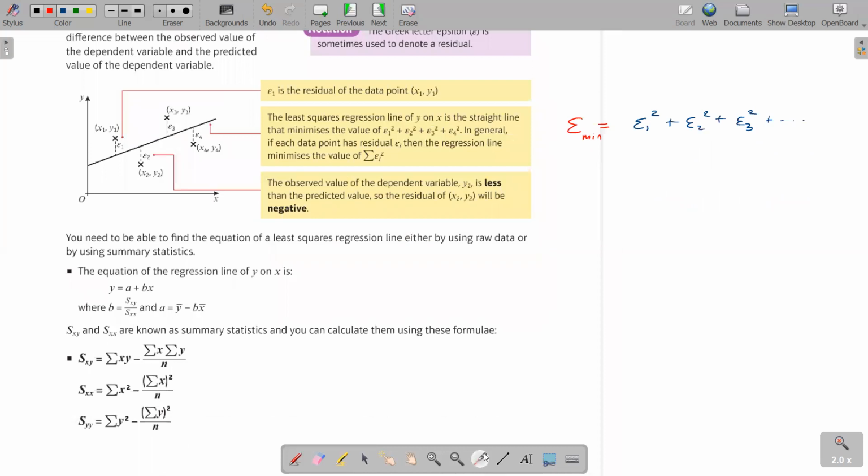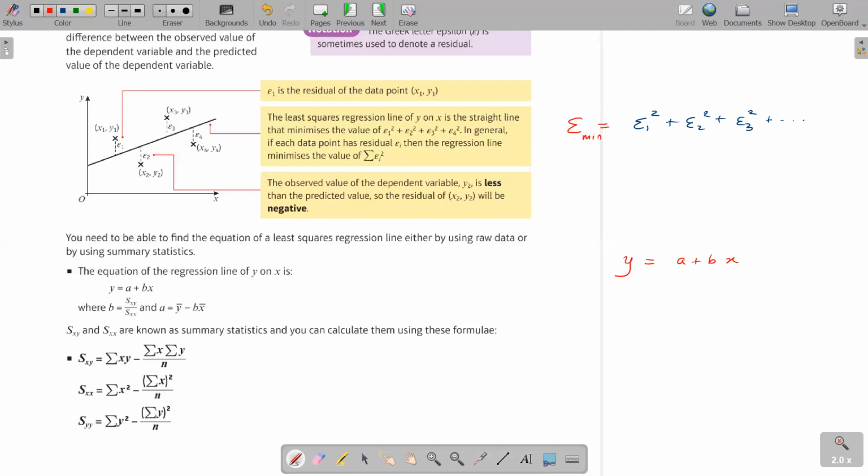So anyway, we'll come here. You need to be able to find the equation of a least square regression line either by using raw data or by using summary statistics. This is what we are interested in. The equation of the regression line of y on x is y equal a plus bx. Previously also I told you the regression line is given as y equal a plus bx. a is the intercept, b is the gradient.